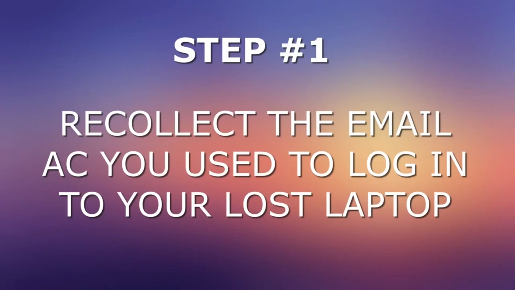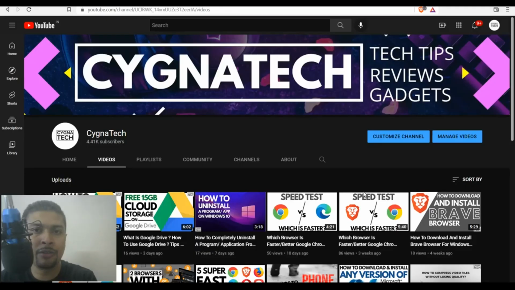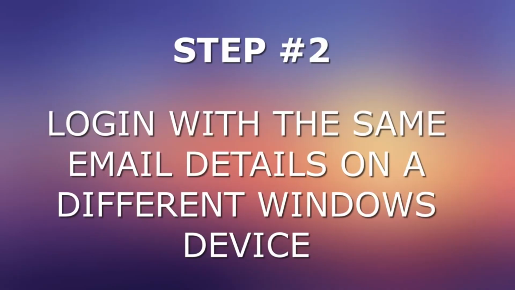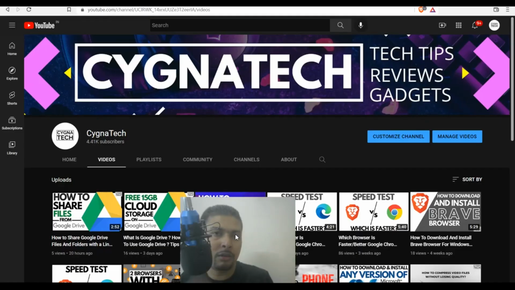So the first thing is you need to remember the email address that you had used to log into your Windows operating system or to sign up for your Windows PC or your laptop. If you remember that email address and you have the password for it, fantastic. The next thing to do is open settings on a different system like a Windows phone or a Windows laptop, so that you could actually trace or locate your lost or stolen PC or laptop.